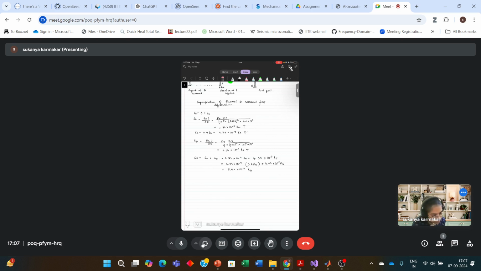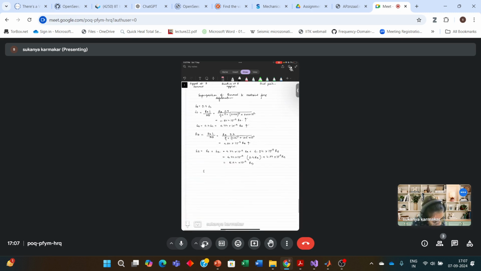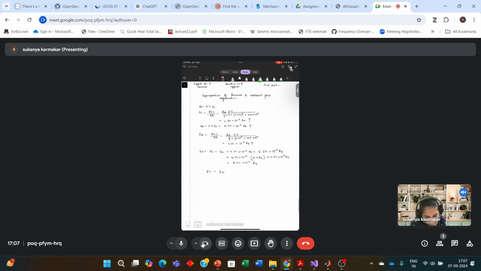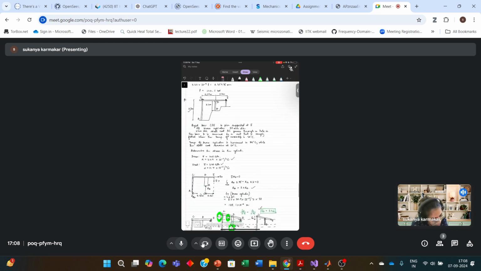Now we know that the deflection due to the increase in temperature is equal to this delta 1. So because of temperature, you have 188.1 into 10 to the power minus 6 meters, and this deflection is 5.94 into 10 to the power minus 9 RB. So from here you can calculate RB to be 31.7 kilonewton.